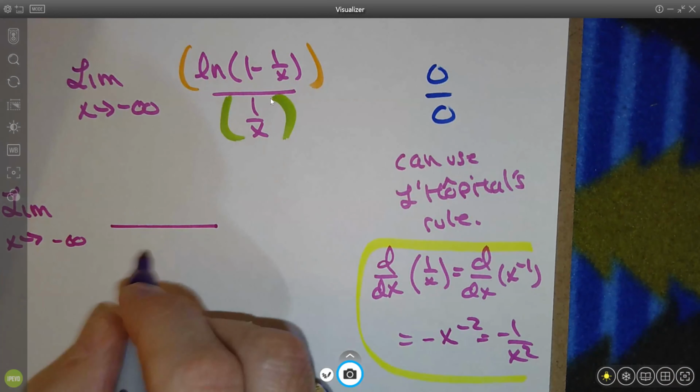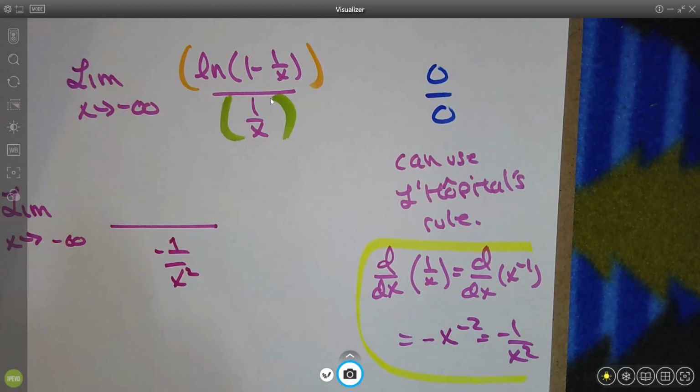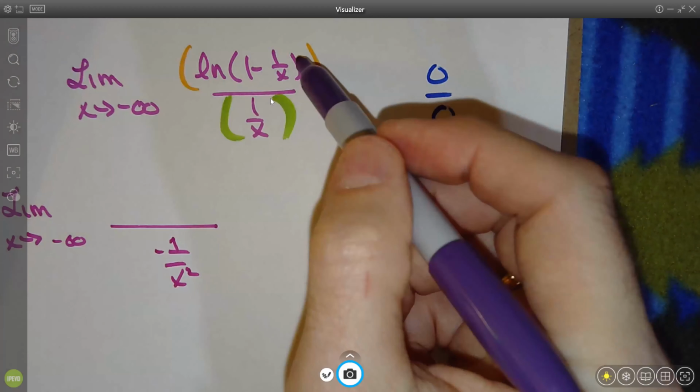So let's see. That's going to be negative 1 over x squared. And now I need to differentiate this.